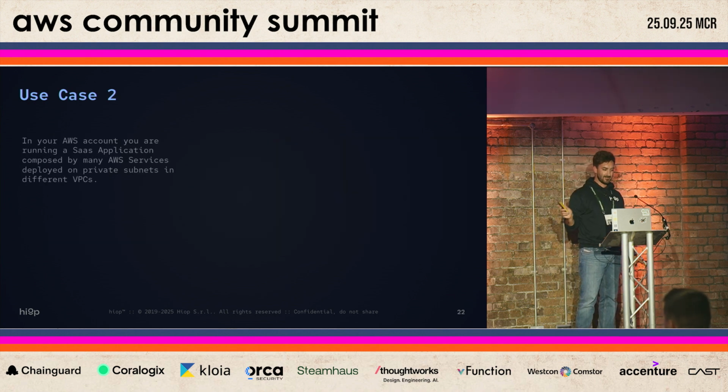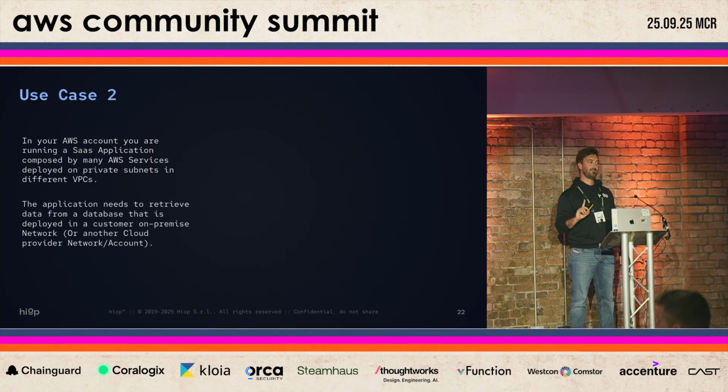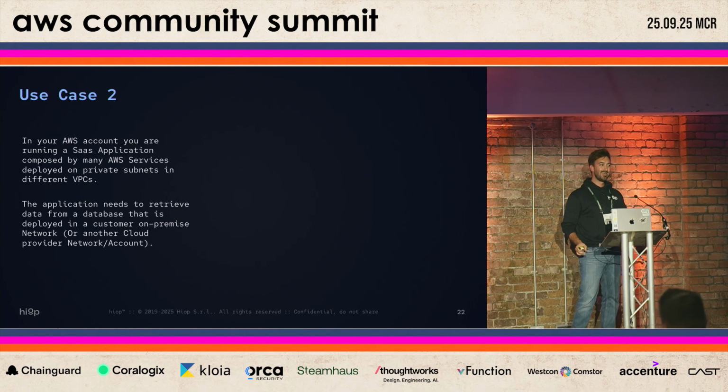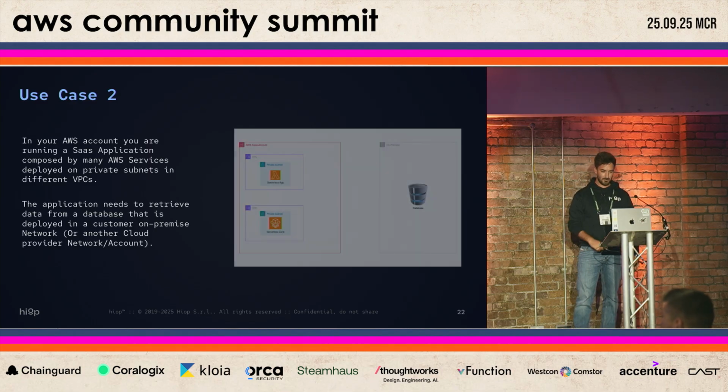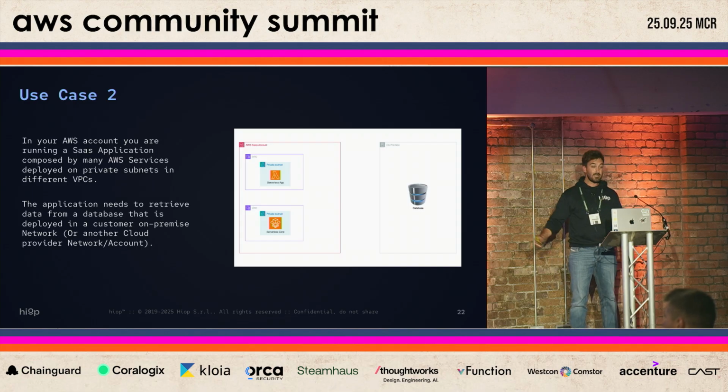Let's go with another use case. Very similar. You have your Lambda in your VPC, in your private subnet, the same. But this time, the database is not in another AWS account, but is in another cloud provider service, or in an on-premise network. So the situation is like this. You always have your Lambda. This time, I also added a Fargate service also deployed in a separate VPC. And you have your database on-premise or in other cloud providers, imagine Azure or Google Cloud network.